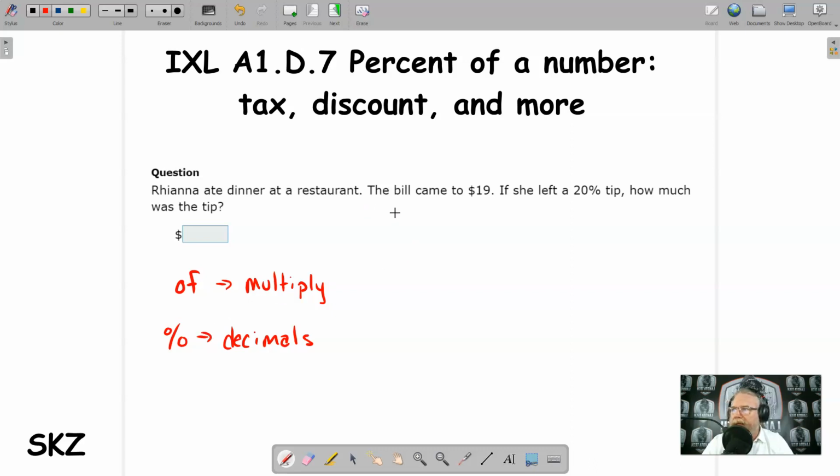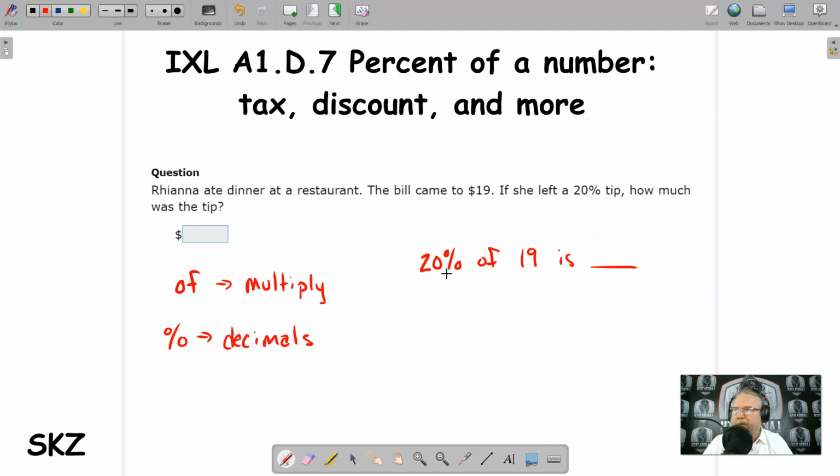So let's think about this. The bill came to $19. If she left a 20% tip, how much was the tip? So we're talking 20% of 19, right? So if we put 20% of 19 is blank, well, let's convert this over to easier math that we can work with instead of a sentence.